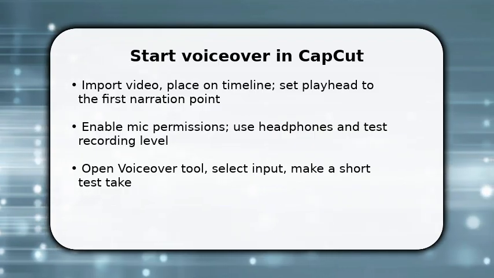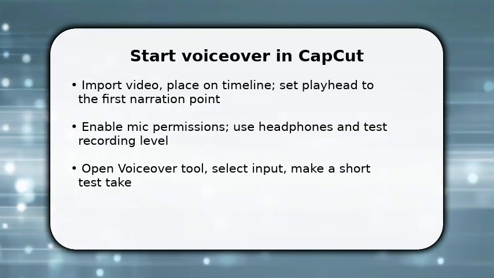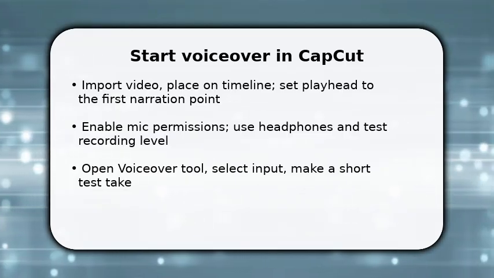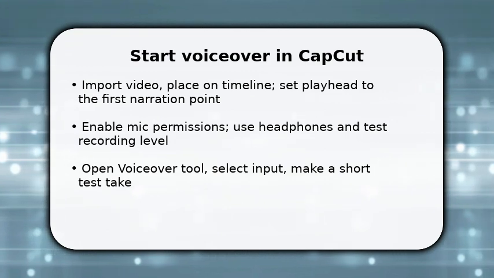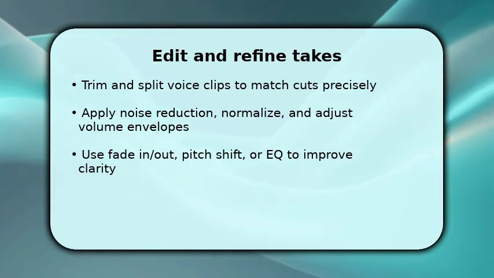This prevents feedback. Then open CapCut's voiceover tool, select your microphone, and record the first usable pass. Don't aim for perfection on take one. You now refine the recording by trimming and splitting voice clips to match your edits. Nudge clips frame by frame if sync drifts.